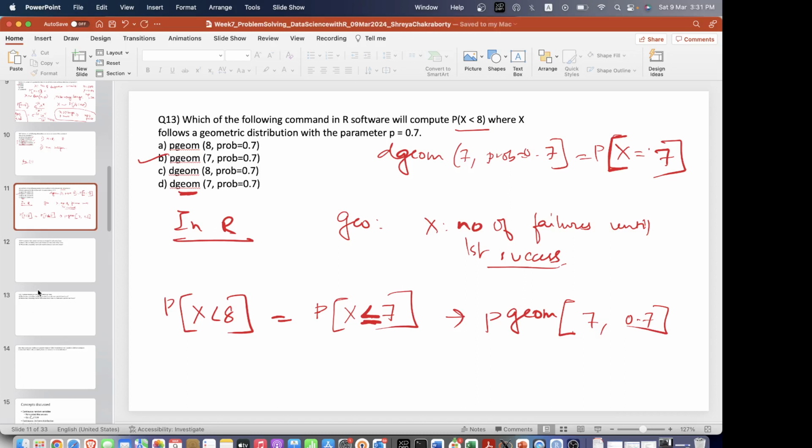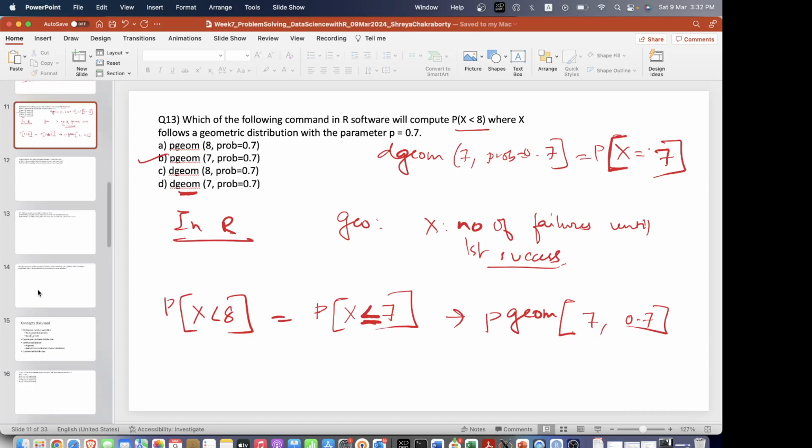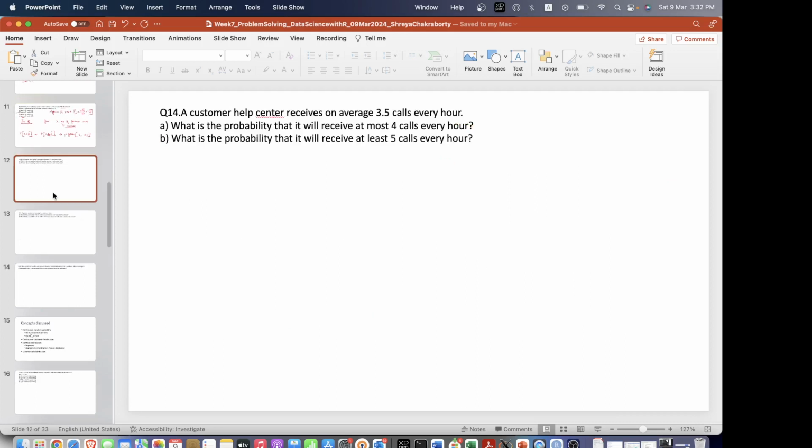Shall I move on to the next one? Okay. Here again the question is: a customer help center receives calls at an average of 3.5 calls every hour. What is the probability that it will receive at most 4 calls every hour?